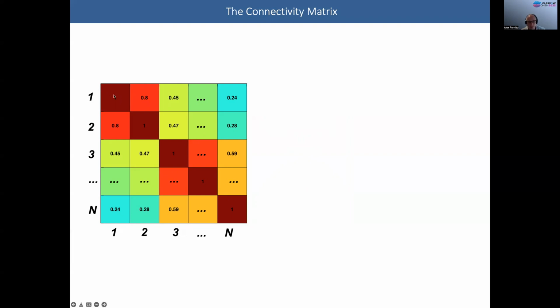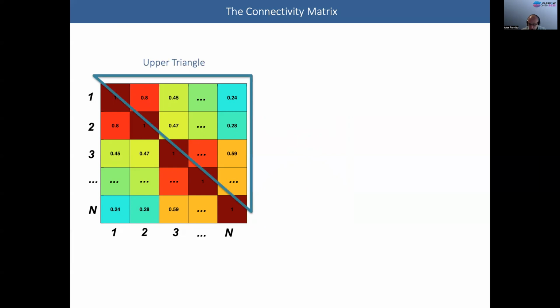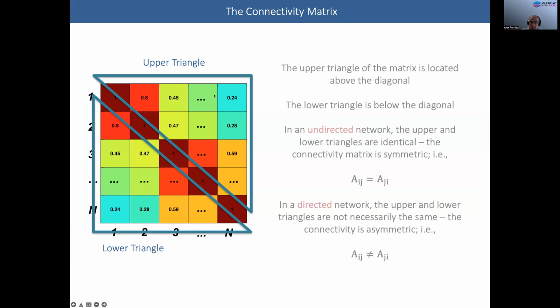And so in this case, it's a correlation network, so we just have 1. And you can see that the value for element 1, 2 is the same as the value for element 2, 1. Because it's a correlation matrix, the connectivity is undirected and the matrix is symmetric. More generally, we can say that the upper triangle of the matrix, all the elements above the diagonal, are the same as the lower triangle, all the elements below the diagonal. And so in an undirected network, we generally say that the element Aij is equal to Aji.